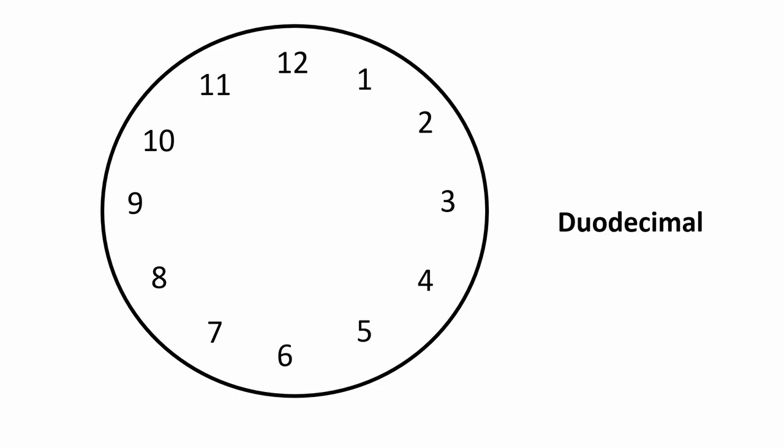You might notice that this clock has a 12 instead of a 0 at the top. This is because the Babylonians didn't have a number for 0 yet, but the story of 0 is a completely different story for a different time.